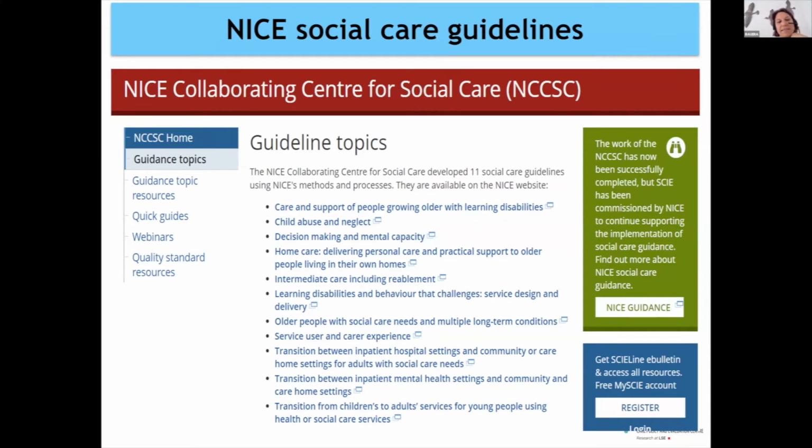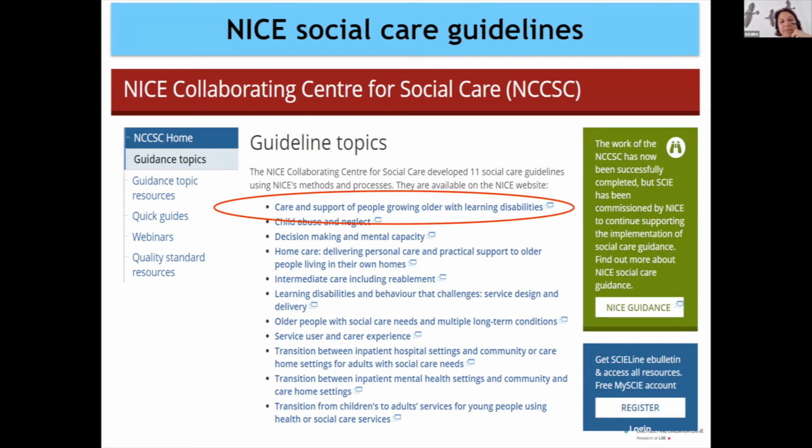And you can see the different topic areas. So some of them are more about services and service models, like intermediate care, which includes reablement, is one example. Some others are more about populations. So there's older people with learning disabilities, which I'm going to talk about a bit more. There are topics on transition, and then there are topics on legal aspects, which includes, for example, decision-making and mental capacity. And then there's also a guideline on service user experiences.